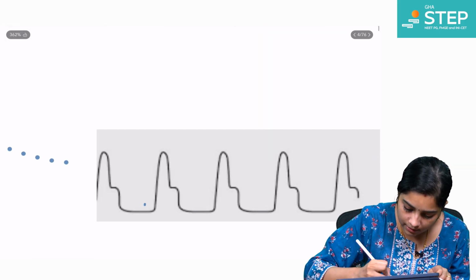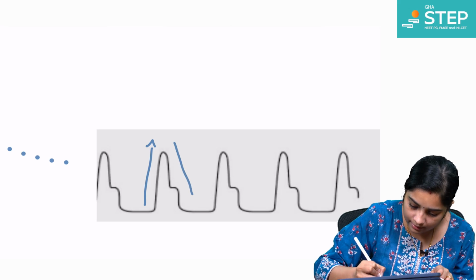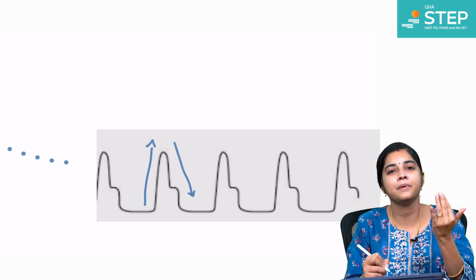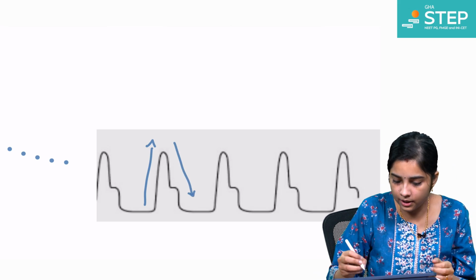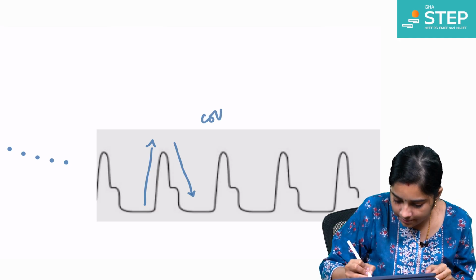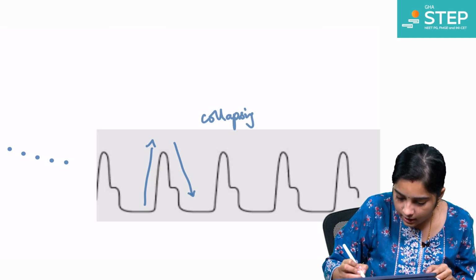What are we seeing here? We are seeing a rapid upstroke and a rapid downstroke. What is this rapid upstroke and rapid downstroke called? This is what we call as the collapsing pulse or the water hammer pulse.